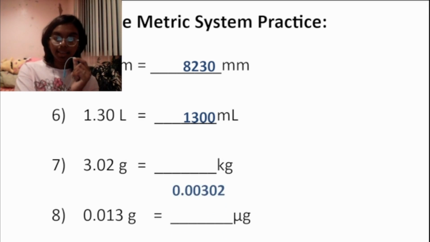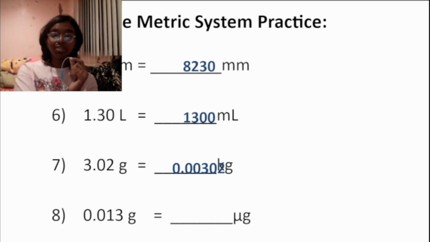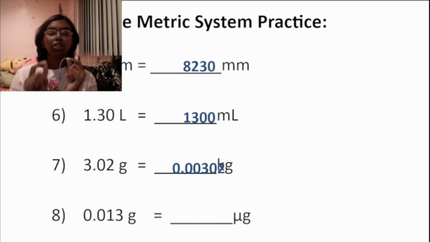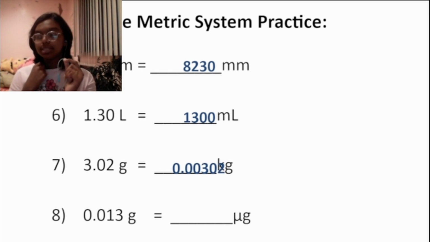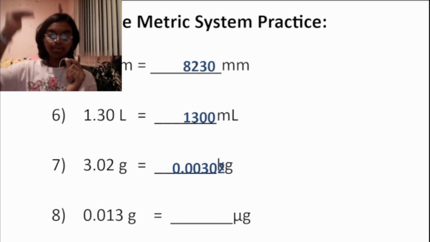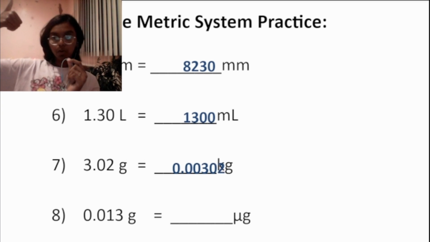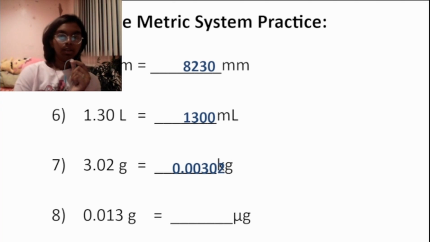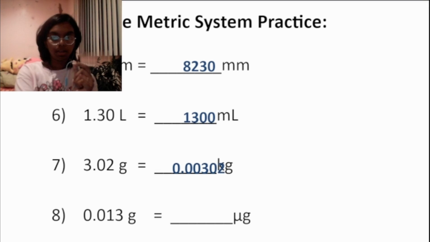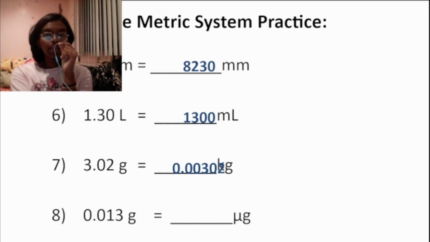3.02 grams is 0.00302 kilograms. Why? Kilo is 10 to the third, right? From grams to kilograms, you're moving up the ladder, right? So you move the decimal places 3 places to the left. So that is a lot of zeros. God, okay.